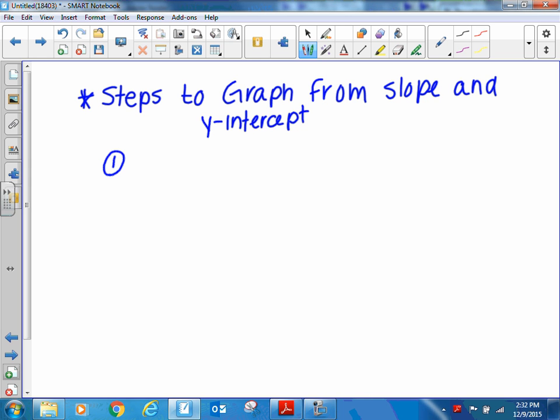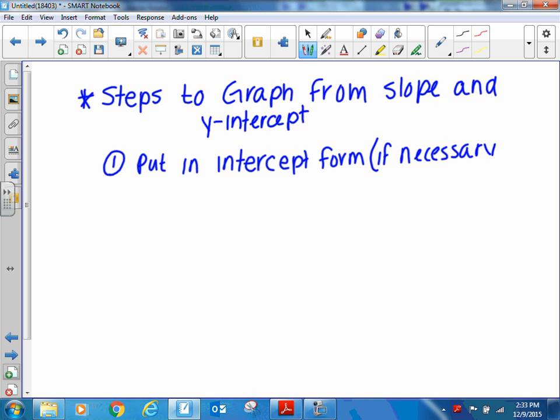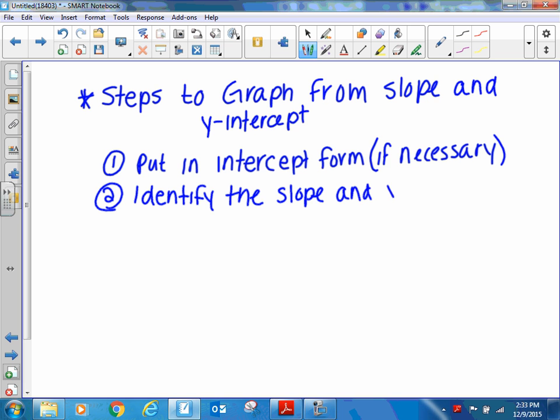First thing we need to do is put the equation in intercept form if necessary. You may come across a problem that's already in intercept form, so for that case you will not have to put it in there. The second step is we need to identify the slope and the y-intercept. Thirdly, we are going to plot the y-intercept.